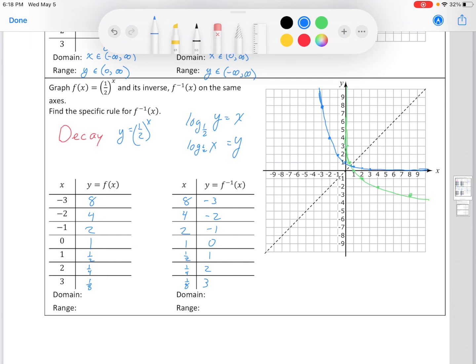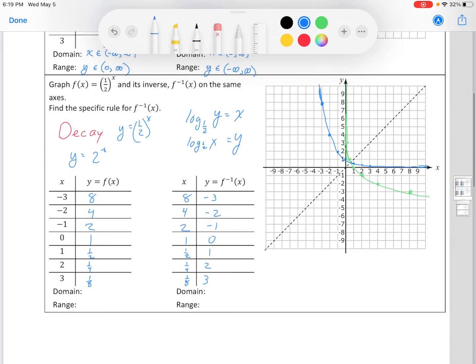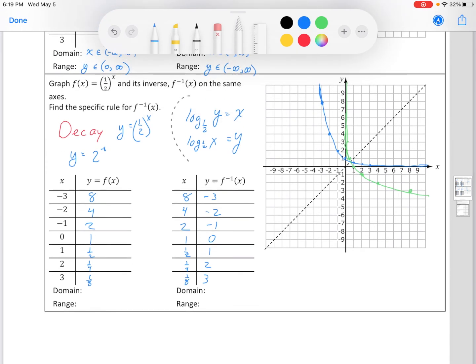Now, one thing to notice is that I could have done this a little bit differently. I could have called my original function, the half is 2 to the negative 1 power, and then the power of power rule, this would just simply become 2 to the negative x power. And so if I had the original as 2 to the negative x, if I called my original function y is equal to 2 to the negative x, then I'll switch the x and the y first. I did it last a minute ago, and it doesn't matter which way you do it.